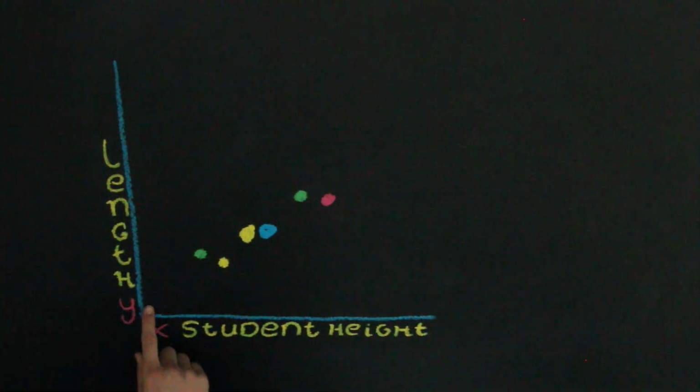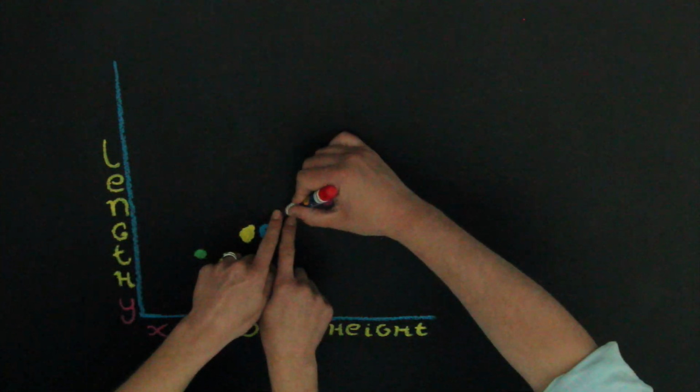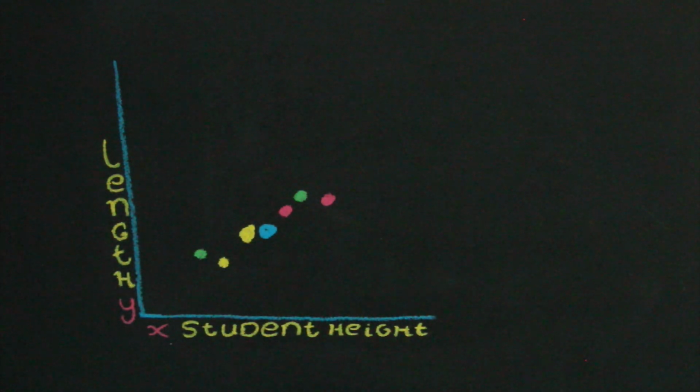Your students may notice that this graph does not show a straight line, but instead the dots are scattered in a general pattern. This type of graph is called a scatter graph, and the general trend of the scattered dots is called a trend line.